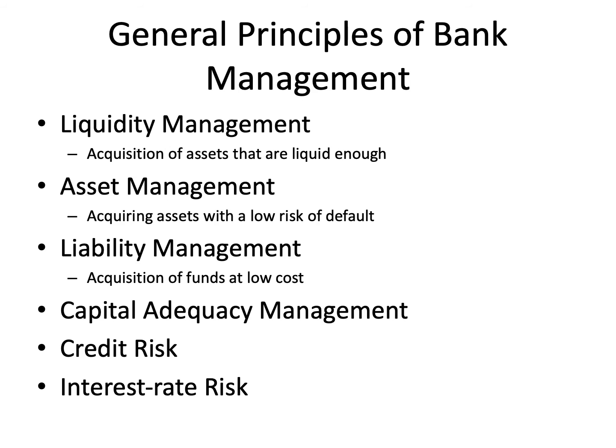What are the general principles of bank management, which banks actually do to make a profit? There are several areas. One, liquidity management: getting assets that are liquid enough and converting them into assets which they can make money on by lending. Asset management: acquiring assets with a low risk of default. Liability management: acquisition of funds at as low a cost as possible. Capital adequacy management, credit risk and interest rate risk. These are the main areas of management of a bank.